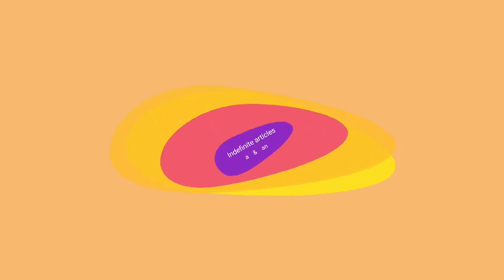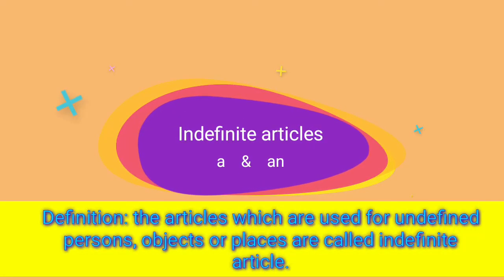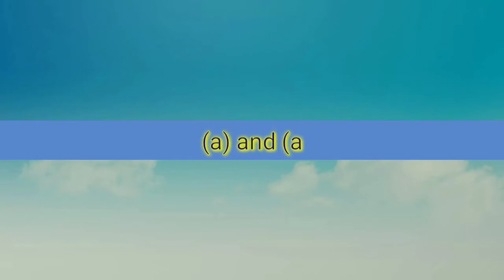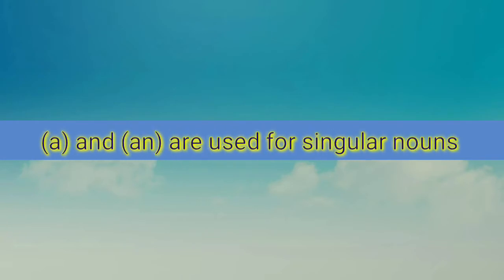Today we are going to read indefinite articles a and an. How to use a and an. A and an are used for singular nouns.